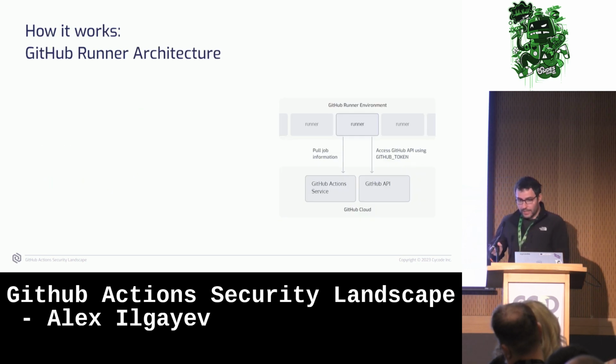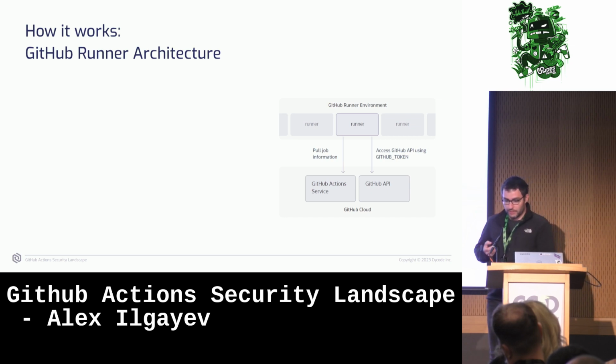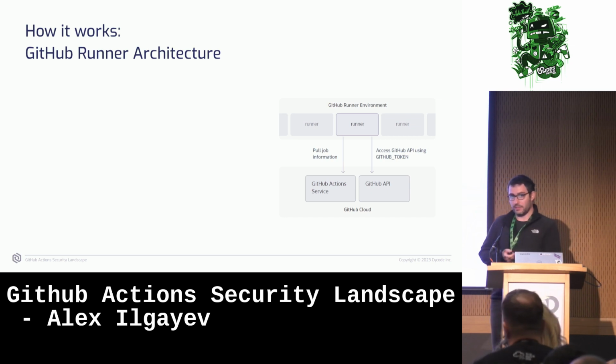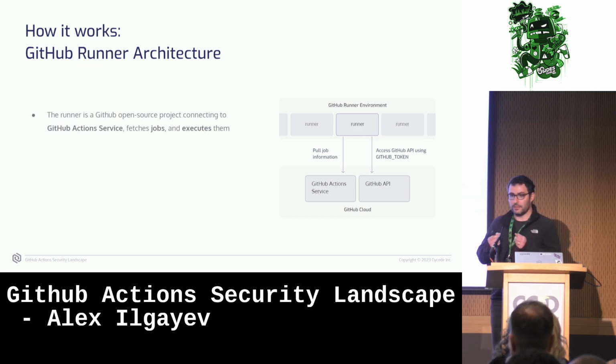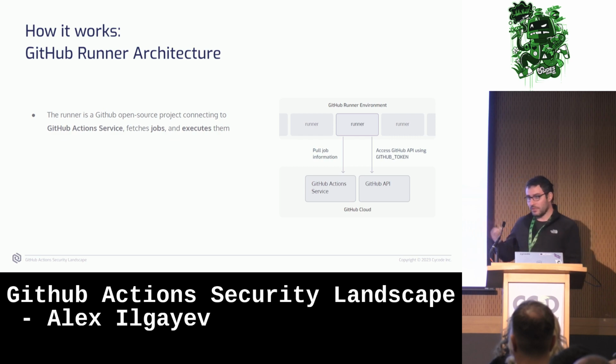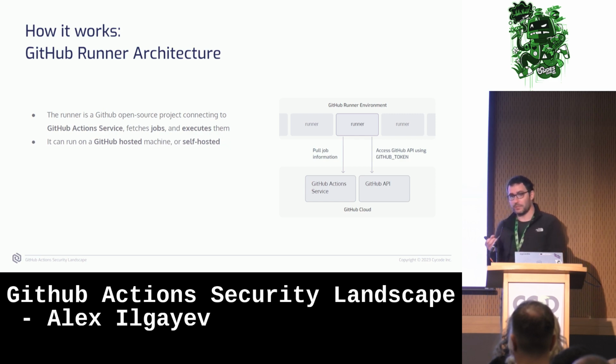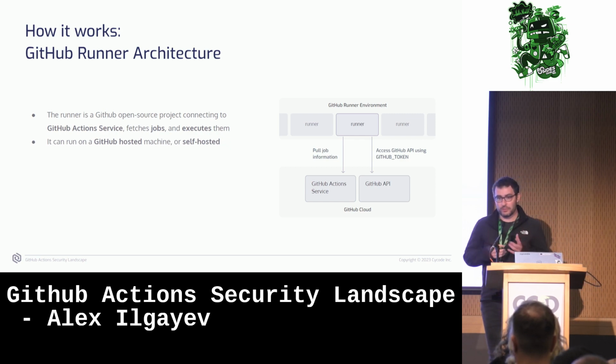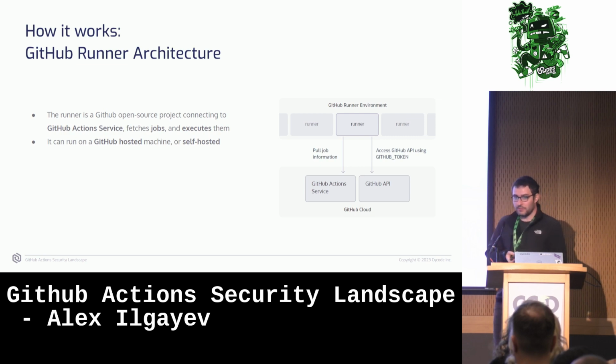Before we dive into the vulnerabilities and how they work, we need to understand some core mechanics of GitHub Actions and how it works. There's an entity called the GitHub Runner. This is the entity that runs the workflows themselves. It's an open source project maintained by GitHub, and it just fetches the jobs from GitHub and simply runs them on whatever machine you want. You can run it either on a GitHub-hosted machine, which is the more popular method nowadays, or you can run it on your own self-hosted machine.